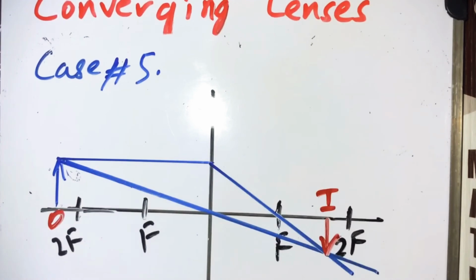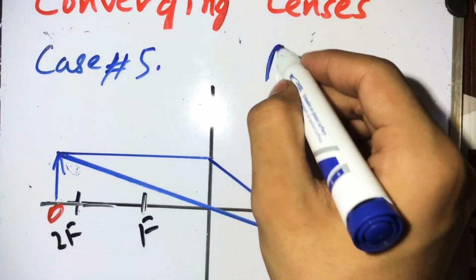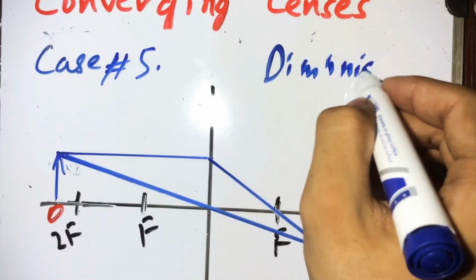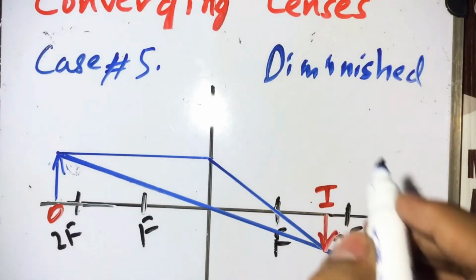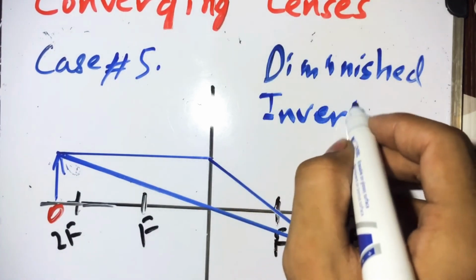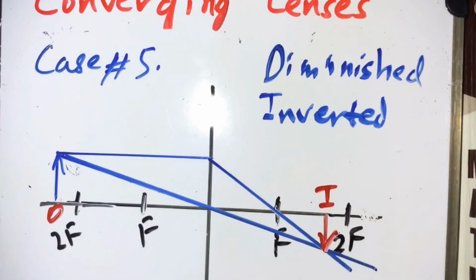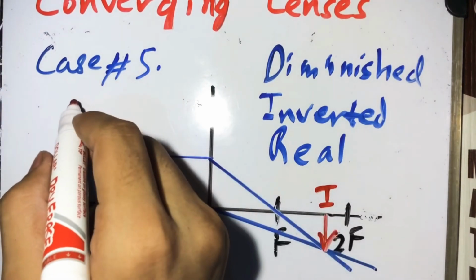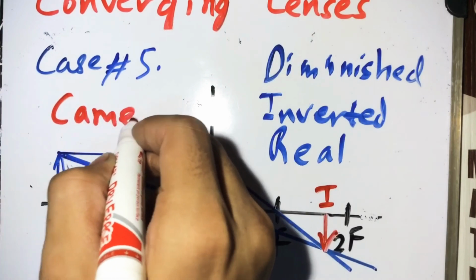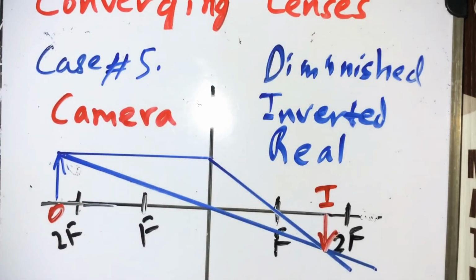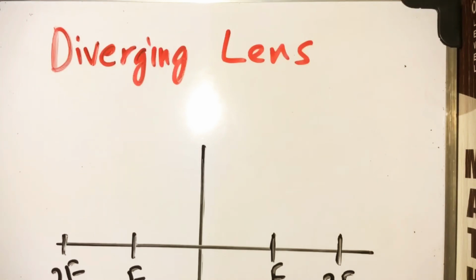Now in this case, the image is diminished, that is smaller than the object. It is inverted, and again, because it's on the opposite side of the lens as the object, it is a real image. Now the application for this is in a camera. Now in diverging lenses, there is only one possible case, because wherever the object is kept, it has the same characteristics.